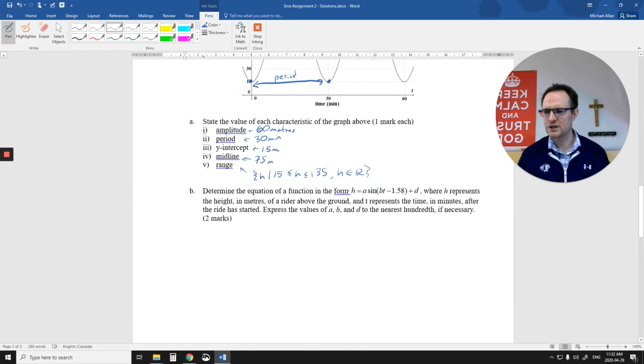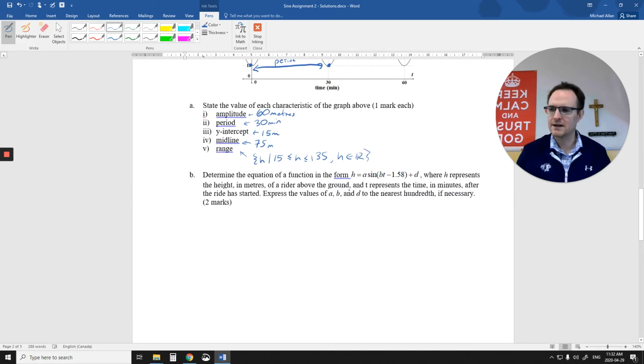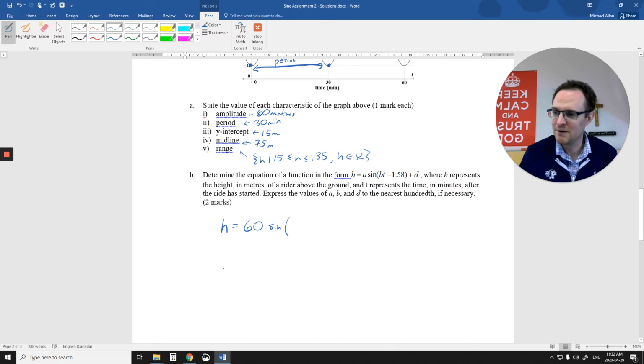Determine the equation of this graph, knowing everything here. You notice that they already gave us the C value, so that's good. We're just going to fill in the rest of it. So I have 60 as my A. My B is related to my period, so remember how to find the B value. A is your amplitude. I'm just going to write that down here.